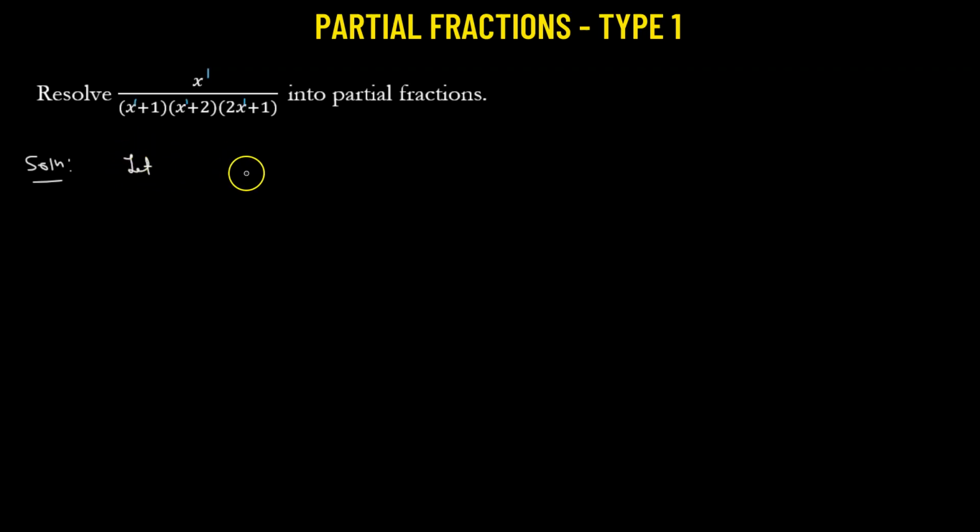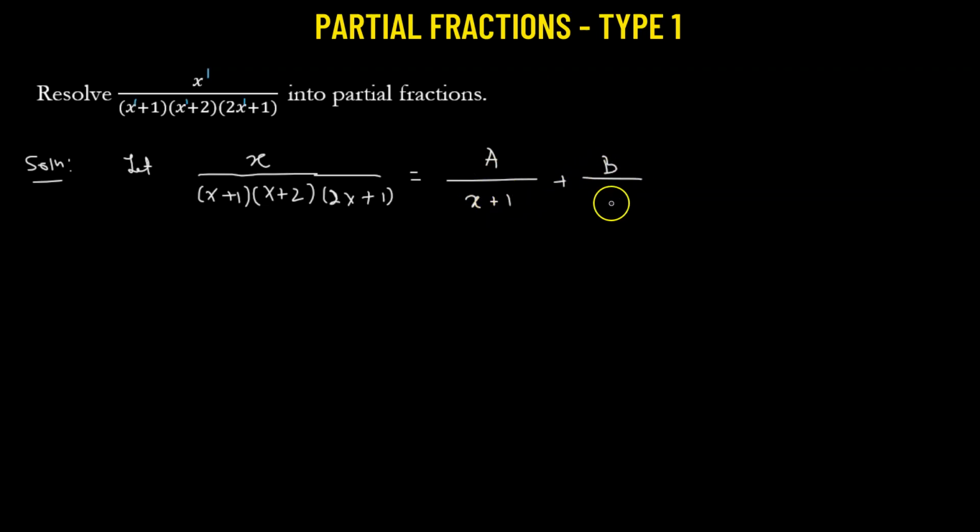We're going to suppose that our given rational fraction x divided by x plus 1 times x plus 2 multiplied to 2x plus 1 is equal to the sum of three partial fractions. The first partial fraction is a over x plus 1, plus the second partial fraction b over x plus 2, and the third partial fraction is c over 2x plus 1. These are the three partial fractions where a, b and c are constants. Our task will be to find out the values of a, b and c.